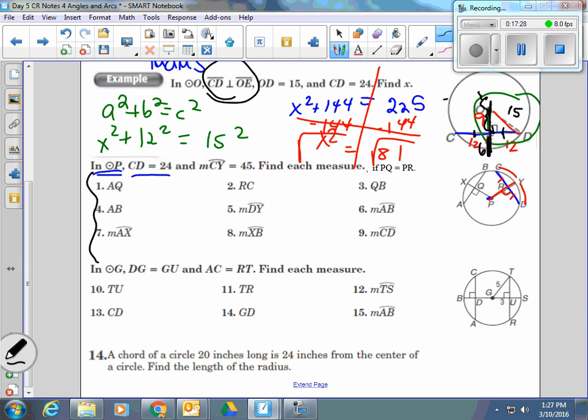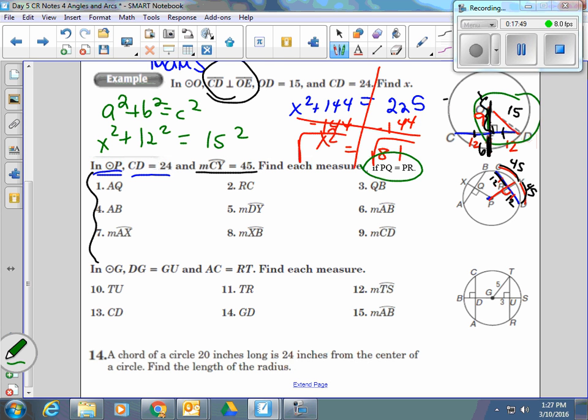So tell me, how big is each of these pieces? 12. So we have 12 and 12. And then they told me right here that arc CY is 45. So that means this arc is 45. Okay? And then right here, what does it tell me?